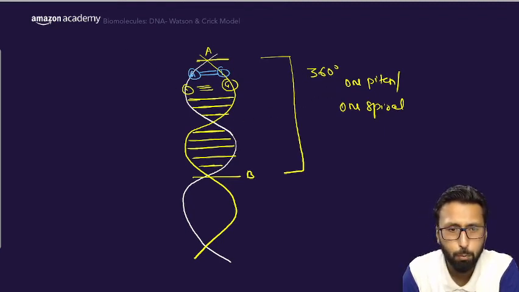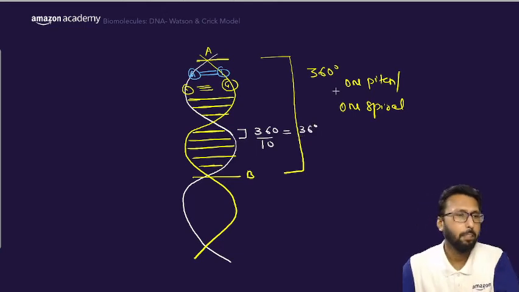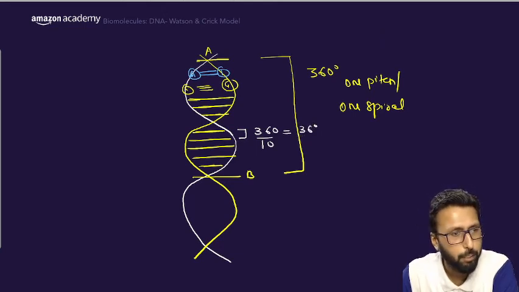If I ask you what is the angle between two base pairs, this will be 360 upon 10, so it becomes 36 degrees. It becomes 36 degrees. I hope this concept is clear in your mind.